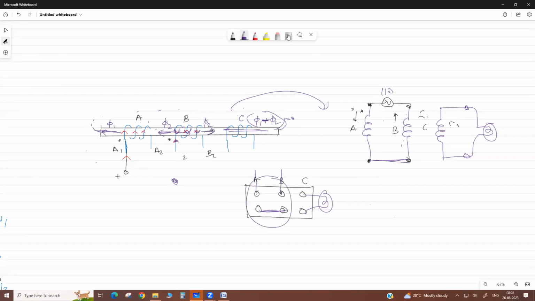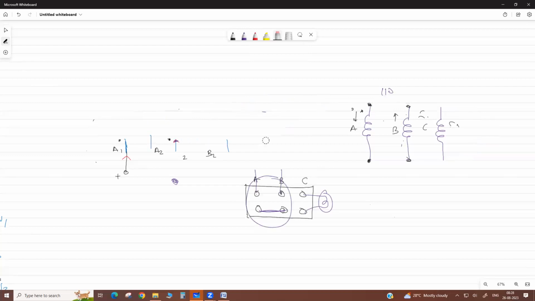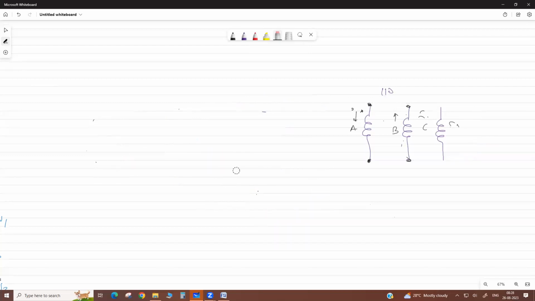Then the same process is applied for B and C. We short B and C, apply the supply and put the lamp here. Then we know the polarity of the coils. Okay, this is the identification of transformer coils or three-phase motor coil terminals with a lamp.